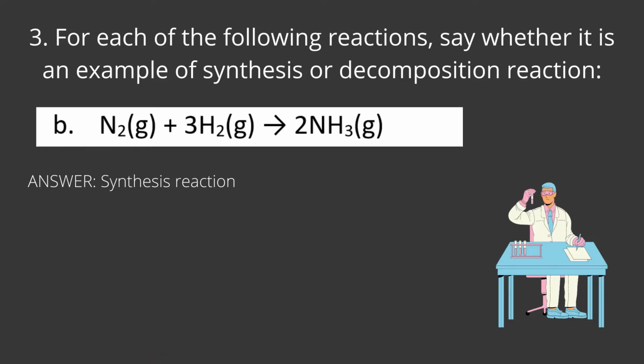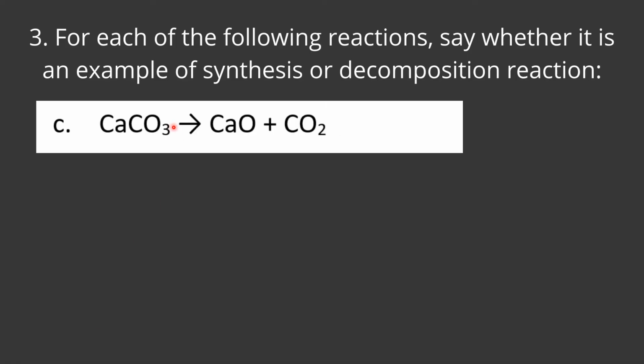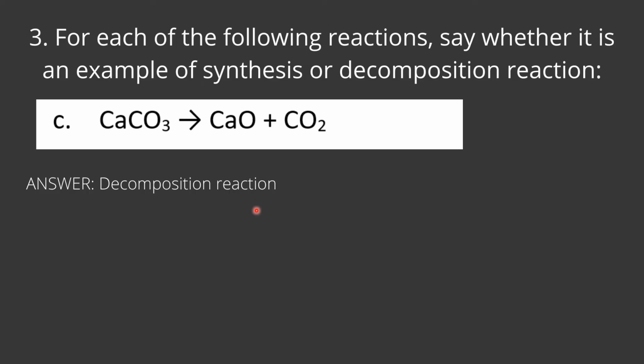So you take the last example over here. The last example over here is calcium carbonate, and then it seems that at the end of the reaction we end up with calcium oxide as well as carbon dioxide. Is it synthesis or decomposition? And as you might have guessed it, it is a decomposition reaction because this calcium carbonate compound was broken up into these smaller compounds, right? You started off with something, you end up with another thing.